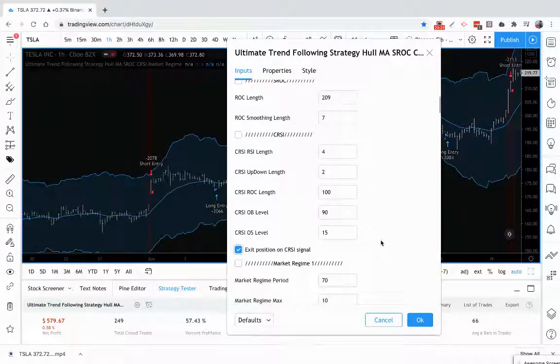If you have any questions, feel free to contact us and ask us. We'd be happy to help, but that's how you use this as an example to create a trading system using the standard rate of change or the Connors RSI.